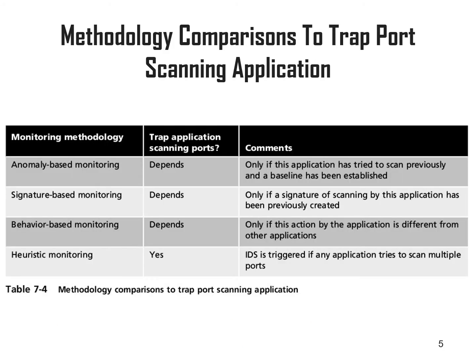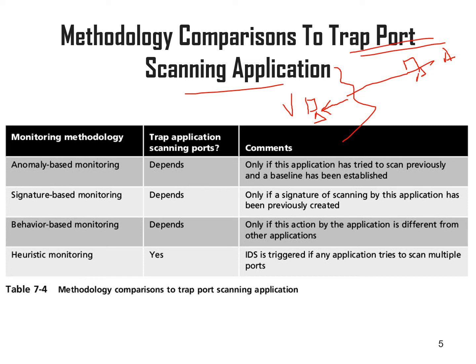So let's look at an example of how it traps a port scanning application. Say an attacker is there, this is the attacker system, and this is a network with a number of systems. The attacker is trying to scan and open the ports present in this victim system. This is an example scenario. Let us see how our intrusion detection system, with the different monitoring methodologies, is used to detect or trap the port scanning application.